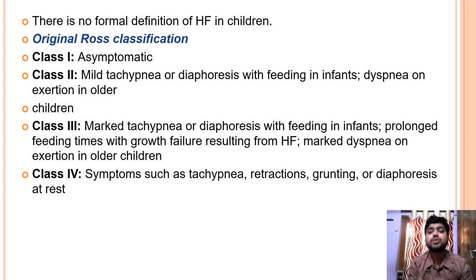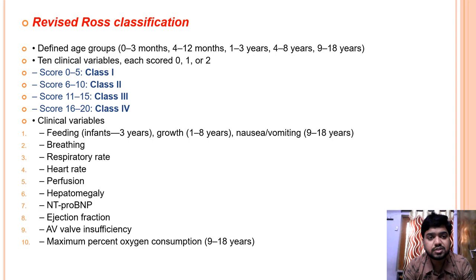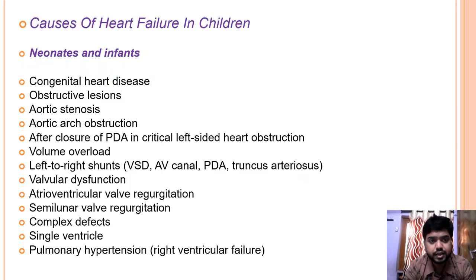So heart failure, there is no formal definition for heart failure in children. Like classification, usually it is class 1, class 2, because the NYHA classification, respiratory distress and all, are there for adults. But for heart failure in pediatrics, what is most commonly used is the Ross and revised Ross classification, which was there before. Causes of heart failure in children.